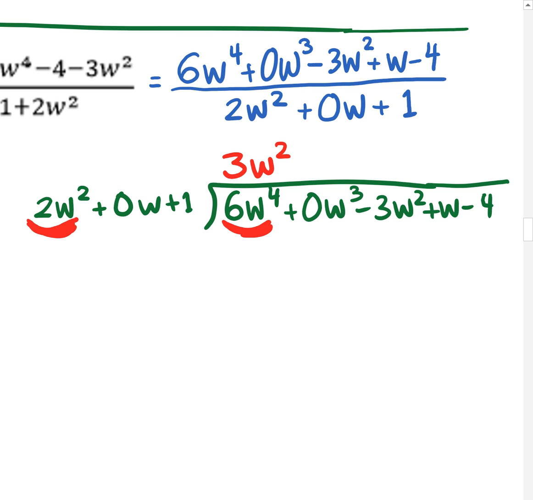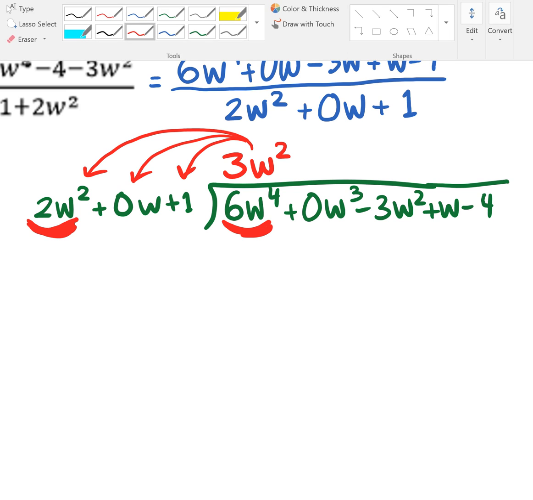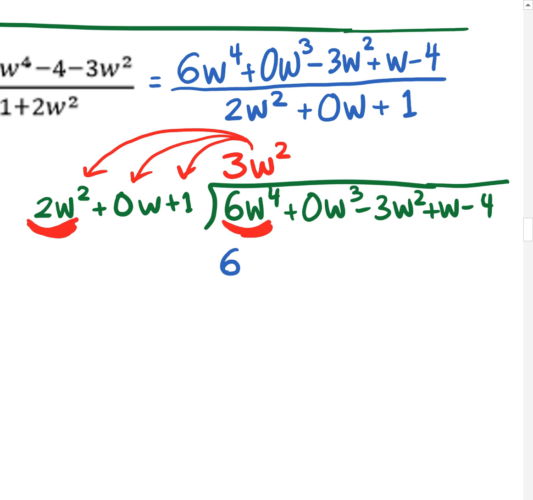Now that I have the quotient, I'm going to multiply it by every term in the divisor. I guess there were 2, but I put 3 there because I had to add the 0w. So I get 3w squared times 2w squared is 6w to the fourth. And then 3w squared times 0w, 3 times 0 is 0, w times w squared is w to the third. And then 3w squared times 1 is 3w squared.